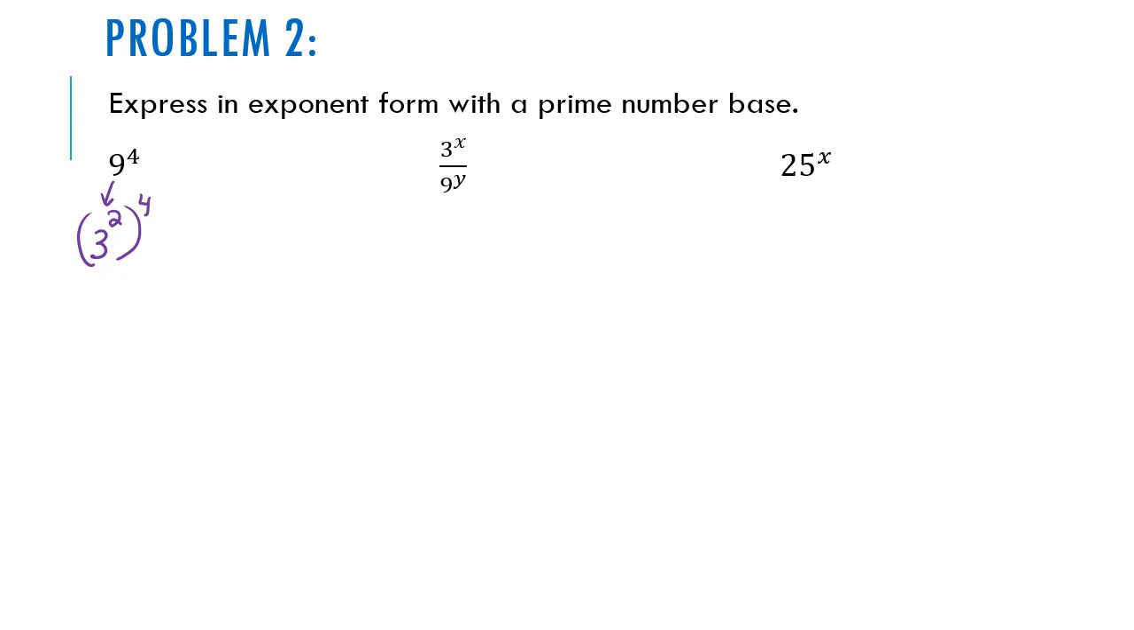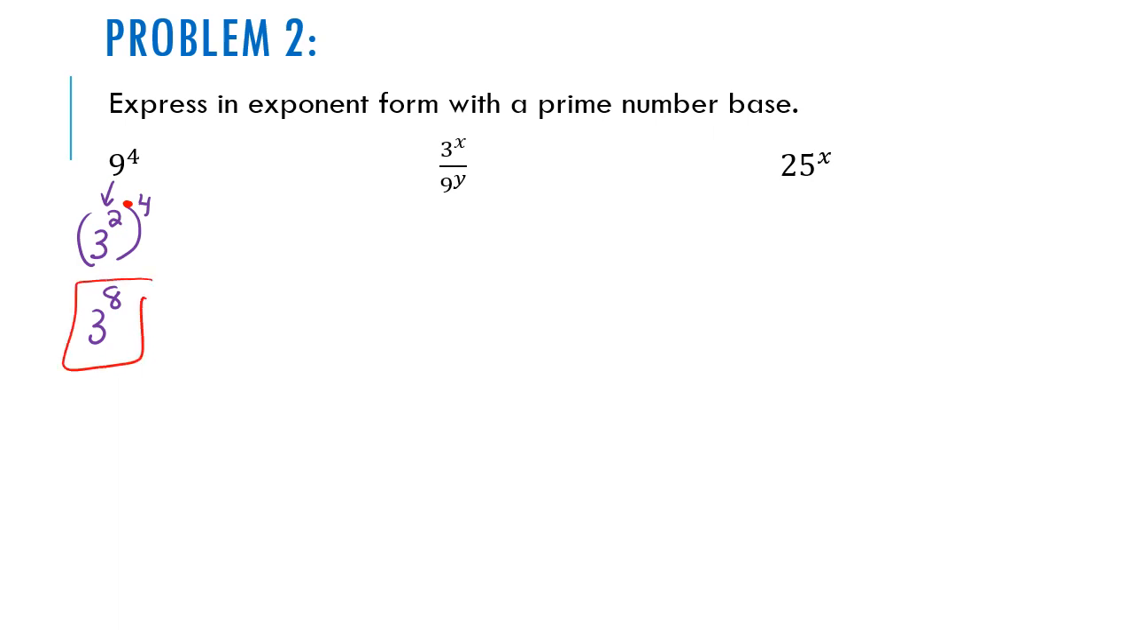And to simplify the problem a little bit, we know that an exponent to an exponent is multiplication, so we'll be multiplying. And so we will have 3 to the eighth power. And we've got our answer.